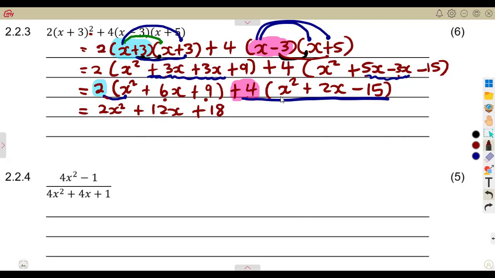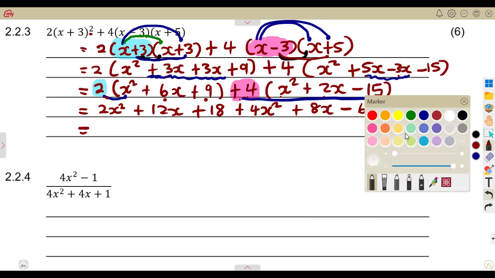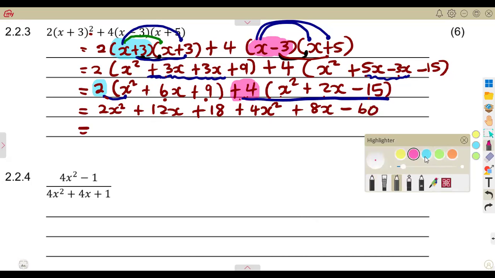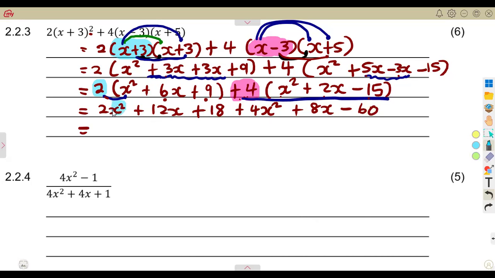So that's 4 times x squared, which is 4x squared. 4 times 2, which is 8x. 4 times minus 15, which is minus 60. Then collect the like terms. After doing this, you have the like terms, the 2x squared and the 4x squared. These are like terms. Add them together.